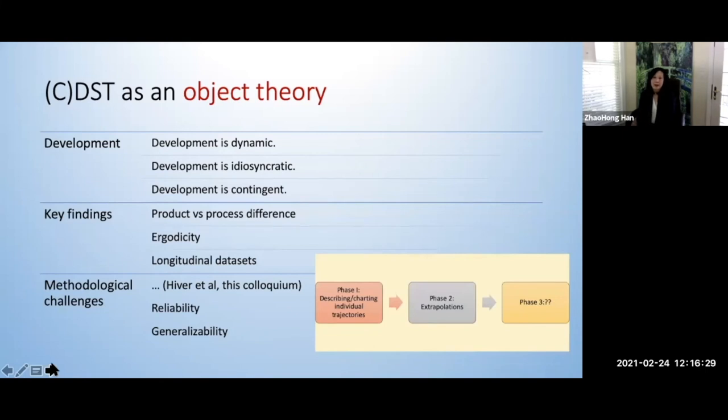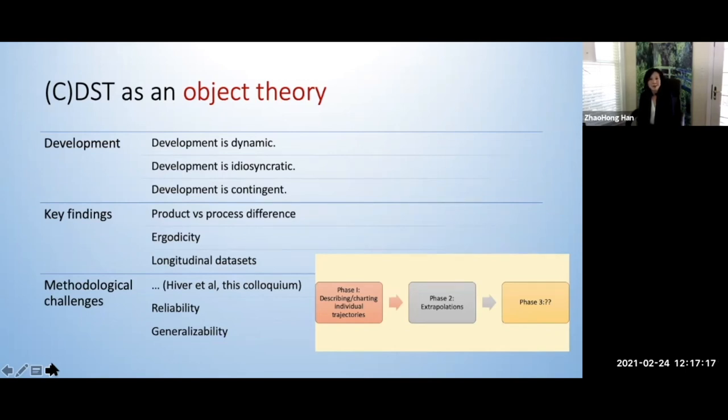So looking back at the history of CDST empirical research, it appears that the field has actually evolved quite a lot, beginning with describing and charting individual trajectories, which I refer to as efforts made in phase one. And now we're in phase two, where the concern is extrapolations, whether findings can extrapolate from individual studies to groups.